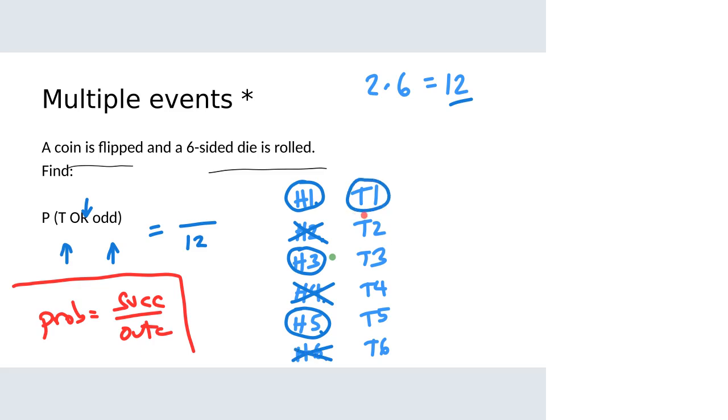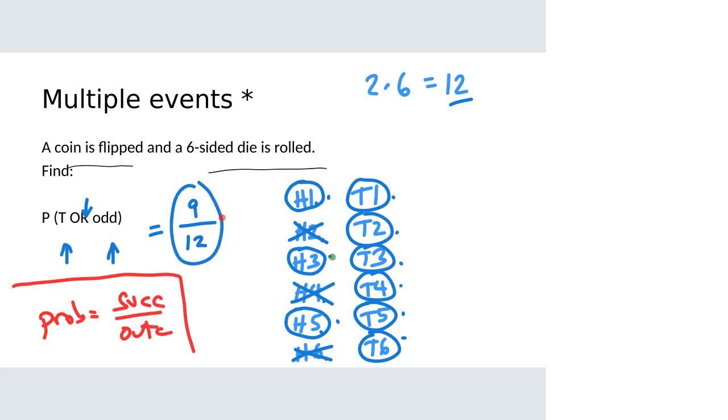Well, every one of these has tails in it, so whether it has an odd or an even doesn't really matter. If it's got tails, it's good enough. So all those are successes. And now we count them up. And we have 1, 2, 3, 4, 5, 6, 7, 8, 9 successes out of 12 outcomes. So we could rewrite that as 9/12. If we wanted to reduce it, we could call it 3/4. If we were asked to write it as a decimal, 9 divided by 12 would give us 0.75.